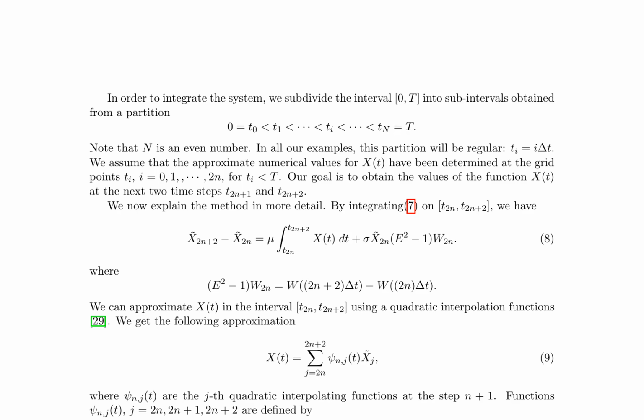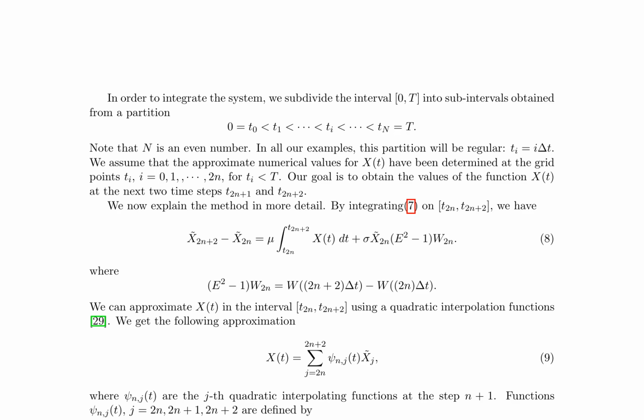The objective is to obtain the values of the function x(t) at the next two time steps t_{2n+1} and t_{2n+2}, given approximate numerical values for x(t) at the grid points t_i, i = 0, 1, ..., 2n, for t less than T. The method involves integrating equation 7 on the interval [t_{2n}, t_{2n+2}] to derive equation 8, which relates the values of x(t) at t_{2n} and t_{2n+2}.